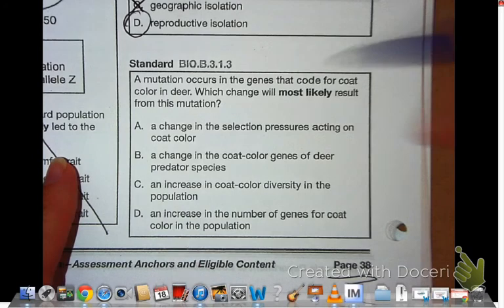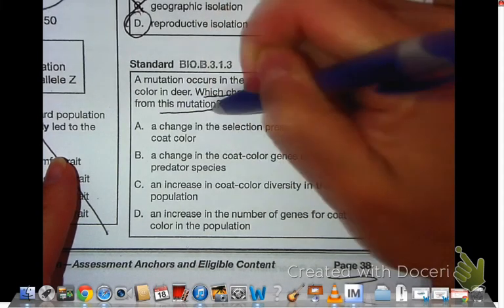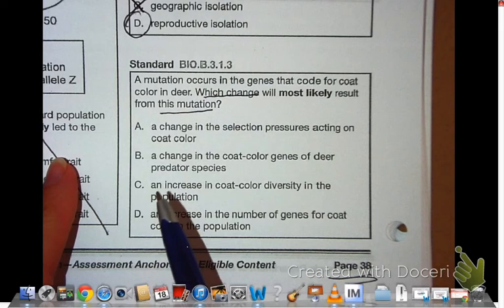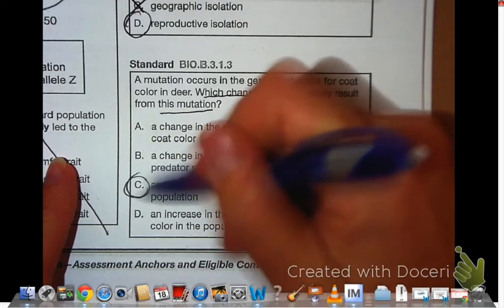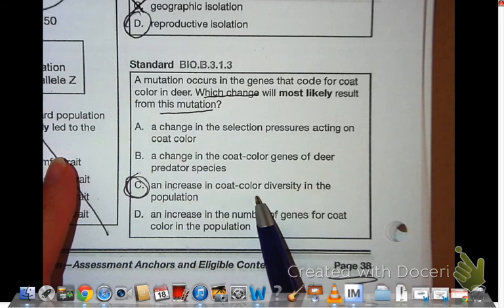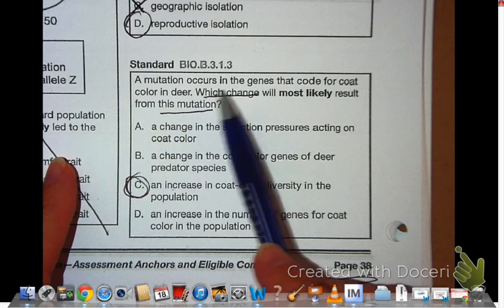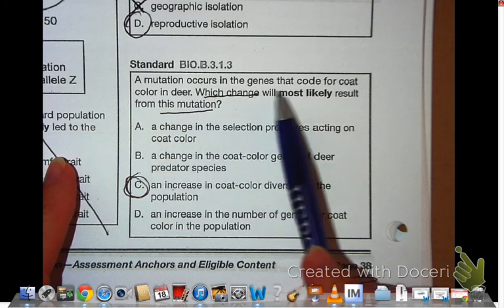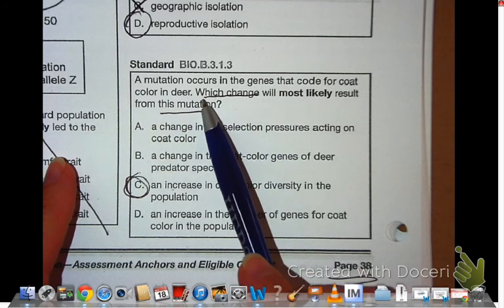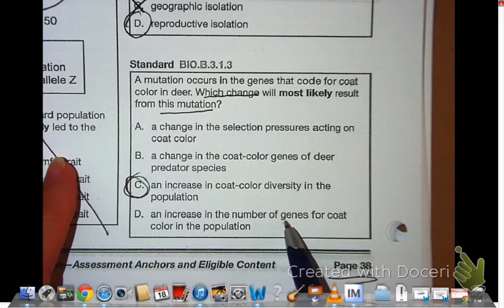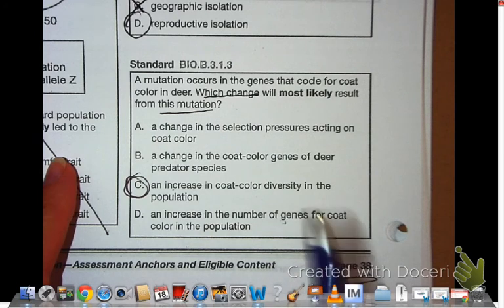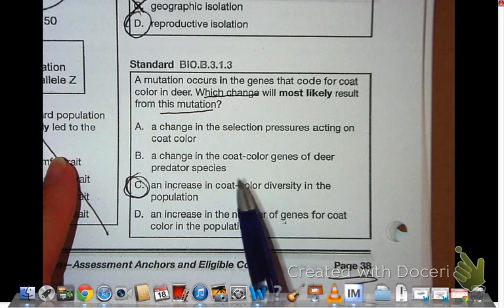And it's saying which change will occur from this mutation, and the answer for this would be C. It would increase the coat color diversity. Assuming that the mutation occurs in genes that code for coat color in deer, this answer down here, if it said number of alleles, then we'd be different. It would be a different answer choice perhaps, but for the answer choices that are here, the most likely one would be C.